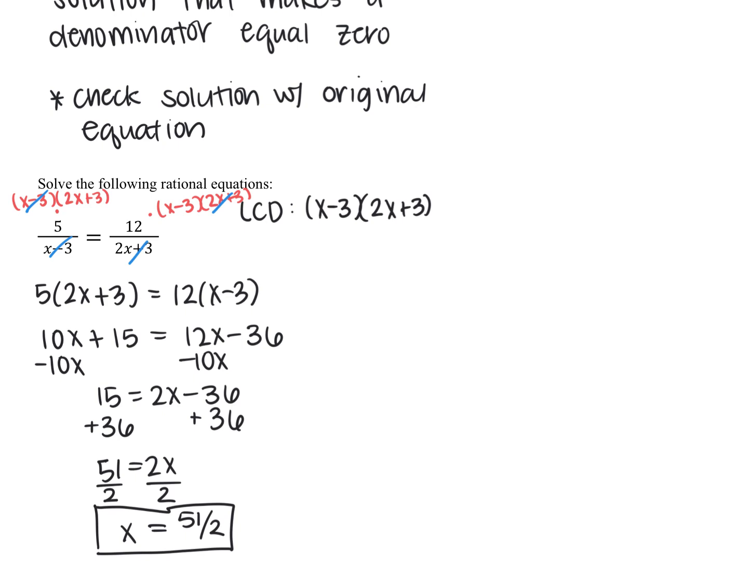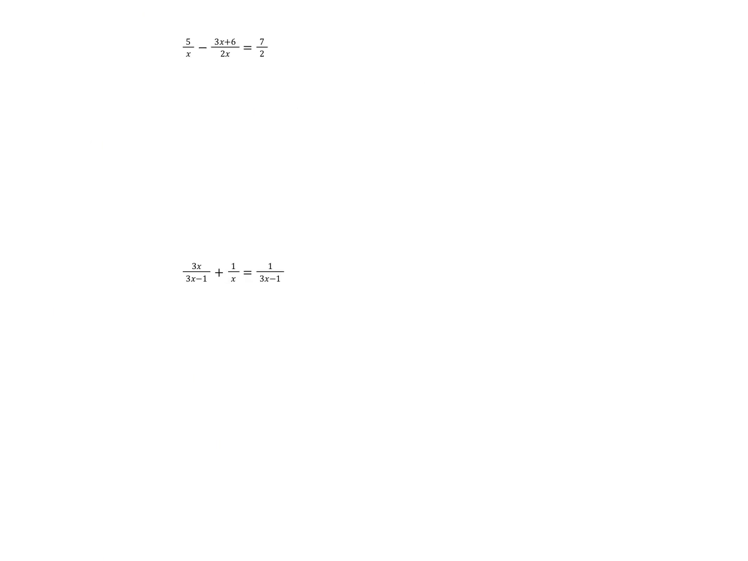And I don't really need to check to see if this makes the denominator 0, but just to make sure, my denominators equal 0 when x is 3 or x is negative 3 over 2. And 51 over 2 is neither of those values, so I don't have to worry about there being an extraneous solution.